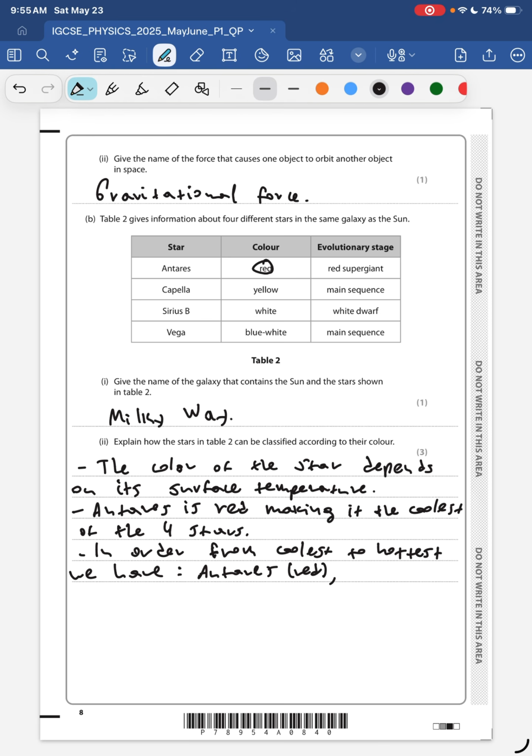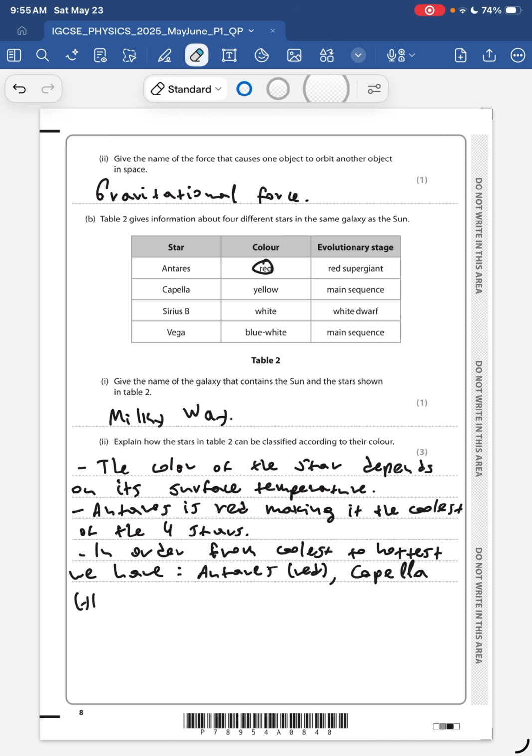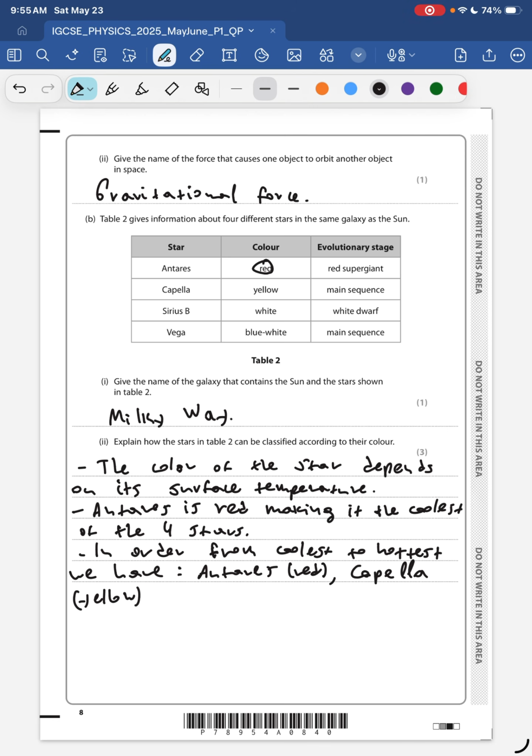Then comes Capella. I actually never heard of these stars except Vega. So Capella, which is yellow, kind of like our sun. Okay. Then you have Sirius B. Oh, I know Sirius B too. Okay, which is white. And then finally Vega, which is blue, white.